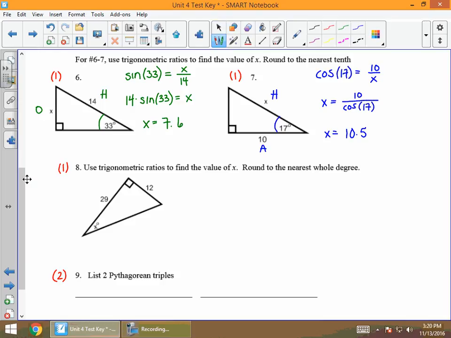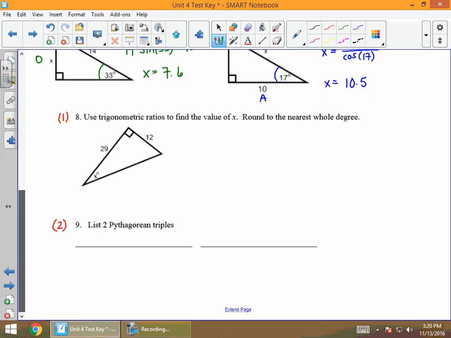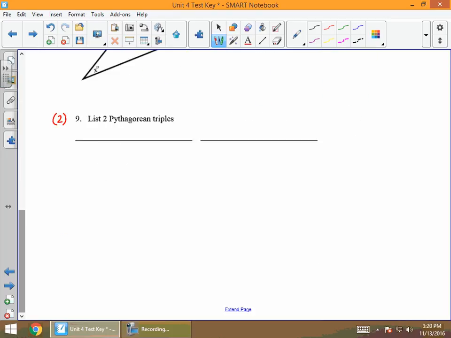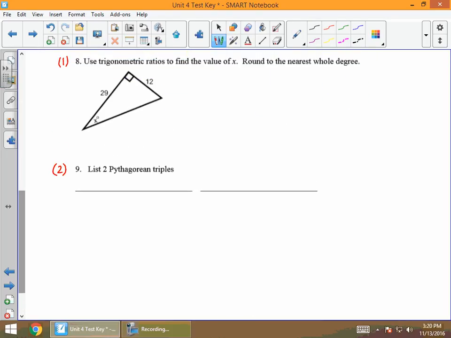Number 8, same idea here. X is my angle, so 12 is opposite. The blank is the hypotenuse. 29 is the adjacent. This one wants me to round to the nearest degree. So O and A is tangent, so the tangent of x is equal to the opposite 12 over the adjacent 29.